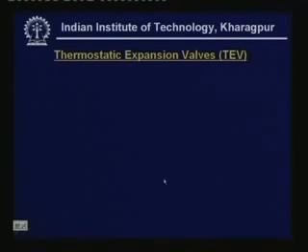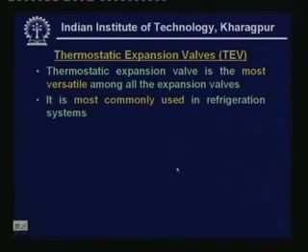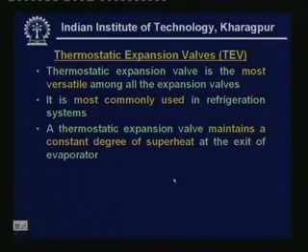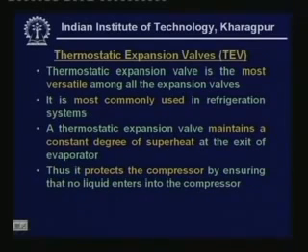So let us discuss first the thermostatic expansion valves, abbreviated as TEV. The thermostatic expansion valve is the most versatile among all the expansion valves. It is most commonly used in refrigeration systems. A thermostatic expansion valve maintains a constant degree of superheat at the exit of evaporator. It does not maintain a constant temperature, but it maintains a constant degree of superheat at the exit of evaporator. Thus, it protects the compressor by ensuring that no liquid enters into the compressor. This is the biggest advantage of thermostatic expansion valves.